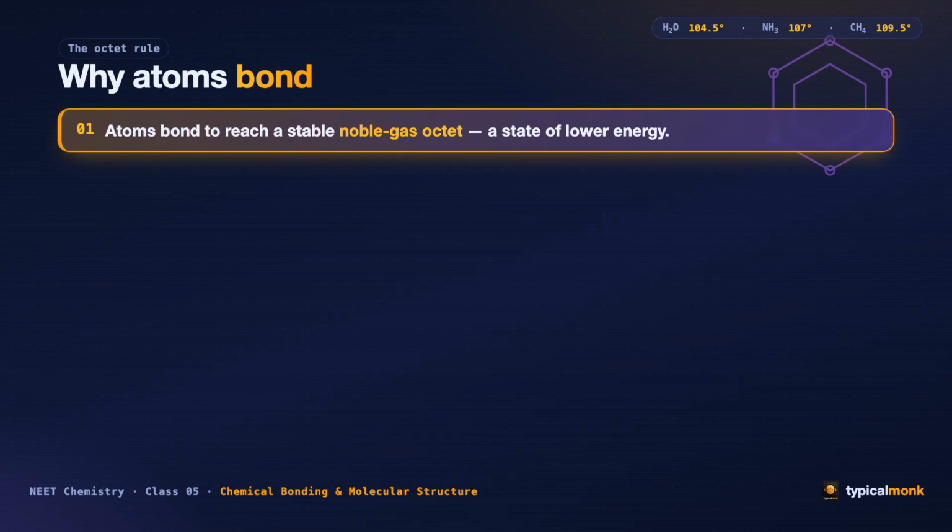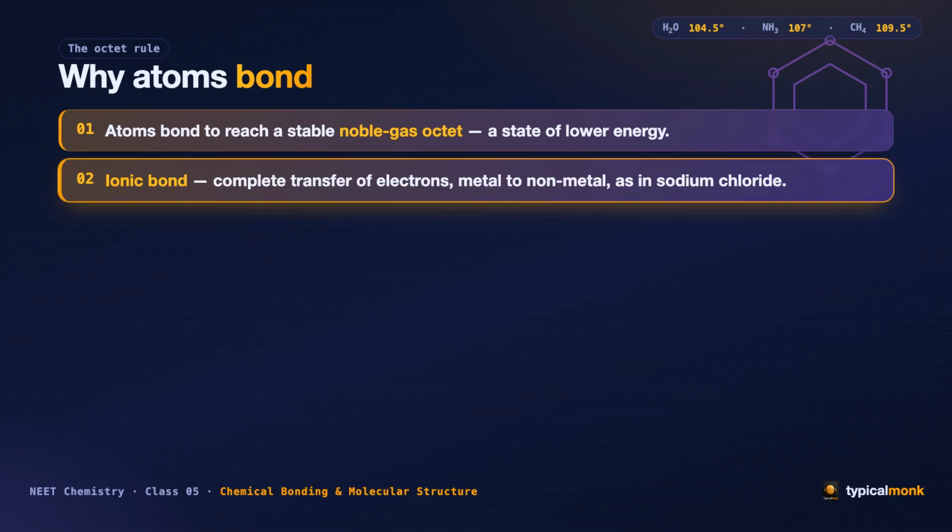Atoms bond to reach a stable noble gas octet, 8 electrons in the outer shell, because that arrangement sits at lower energy, and nature always drifts toward lower energy. A lone atom is restless, a bonded atom is calm. There are 2 great ways to reach that octet. The first is the ionic bond, a complete transfer of electrons, usually from a metal to a non-metal. Think of sodium chloride. Sodium hands 1 electron to chlorine, and both walk away happy, each with a full octet.